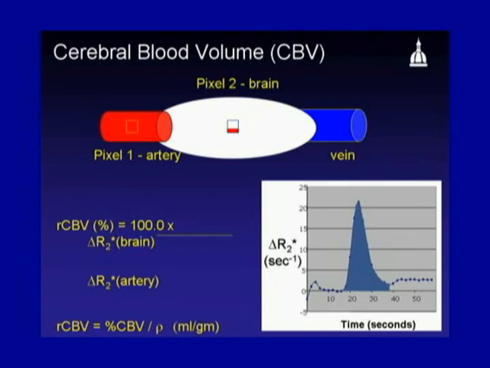You can get blood volume in units of ml per gram if you divide by the density of tissue. Now, also remember, this is a dynamic experiment. The gadolinium is washing in and washing out from the brain. So actually, you have to integrate the whole time course of that wash-in and wash-out curve, at least the first pass, in order to get these measurements. So these are actually integrals over the first pass of the gadolinium coming through the brain.